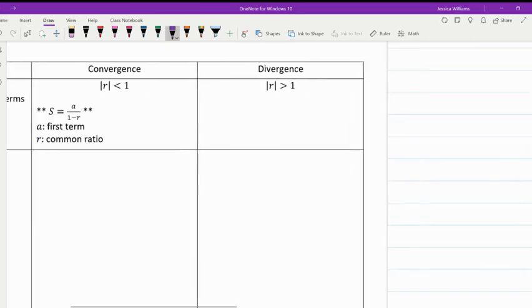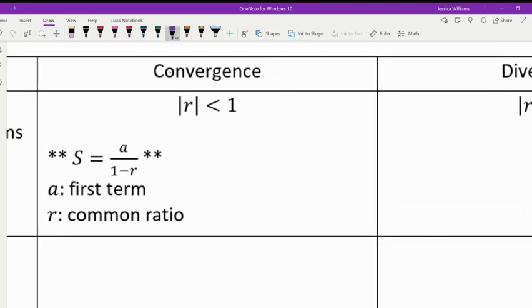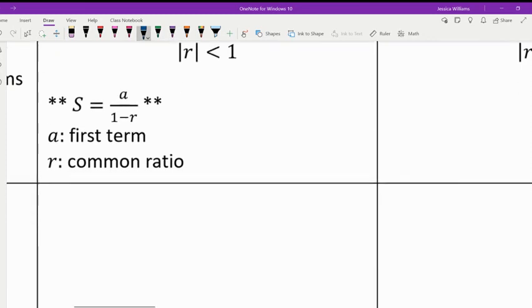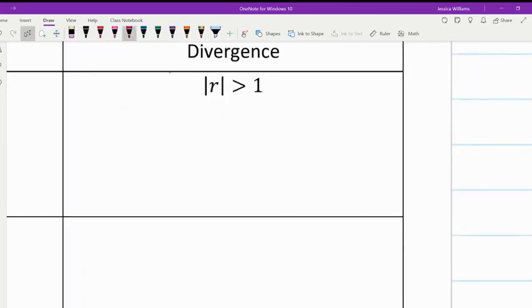So this column tells you the conditions for convergence. The absolute value of r is less than 1. And down here is how you find the sum. So a is your first term, it's written here. R is your common ratio. Be careful that if it's negative, you don't take the absolute value when you're finding the sum. So 1 minus r would turn into a 1 plus if your r is negative. Over here are the conditions for divergence. You need to add with me, please, the line under the or equal to. Super sorry, I forgot that.